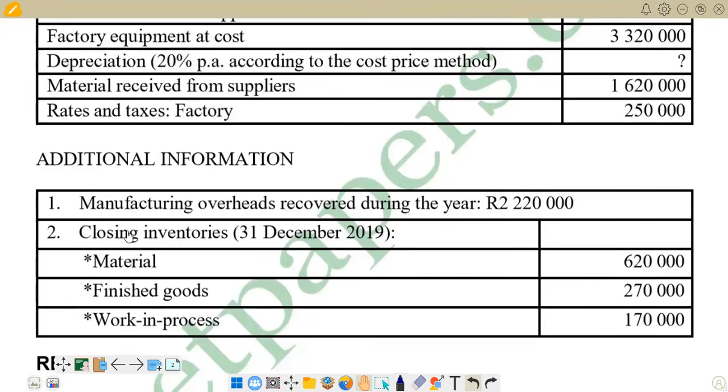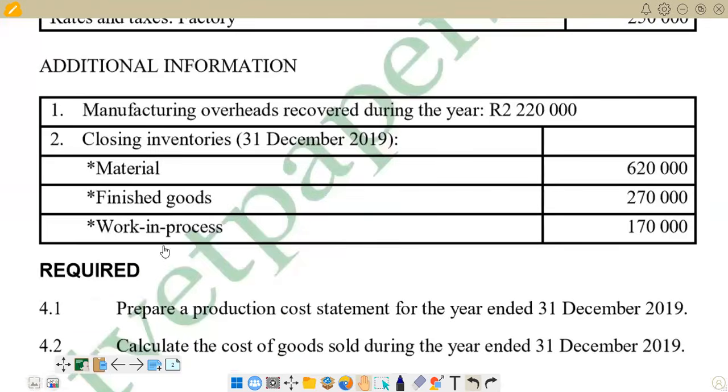Then on item 2, we have got closing inventories. So closing inventories are also in three different forms. We have material, finished goods, and work in process. So that's what we have there. And then we go down to the question now on the required part.